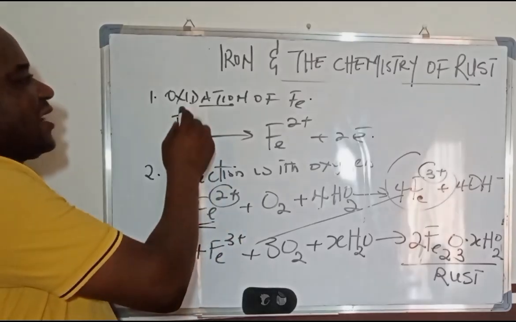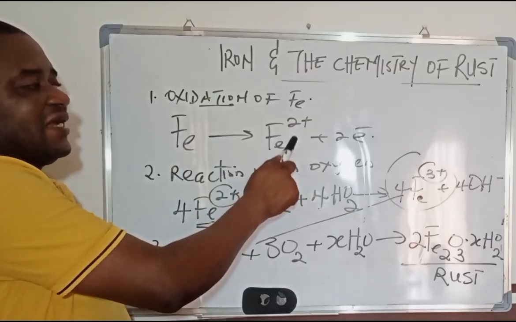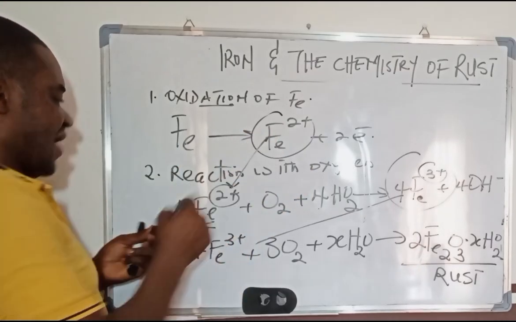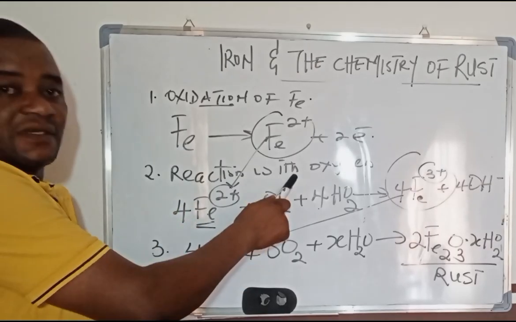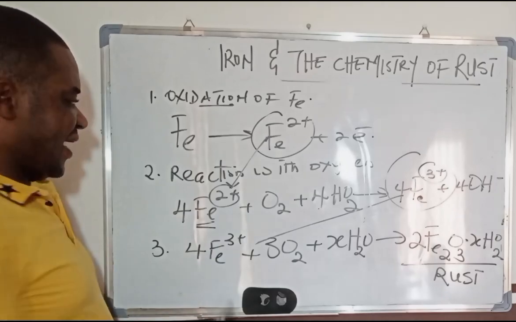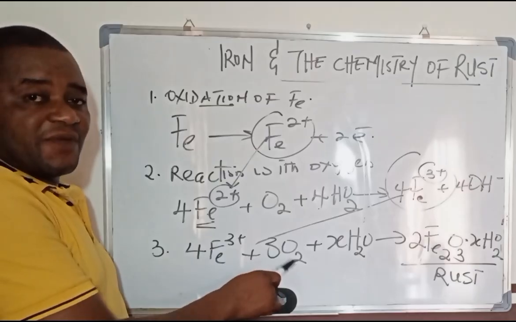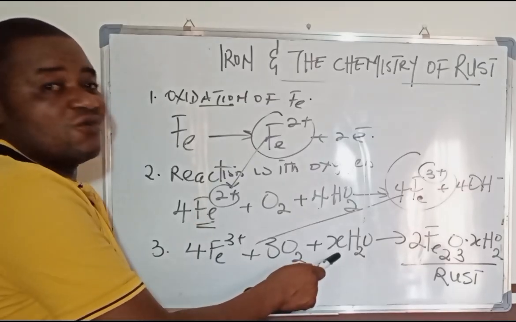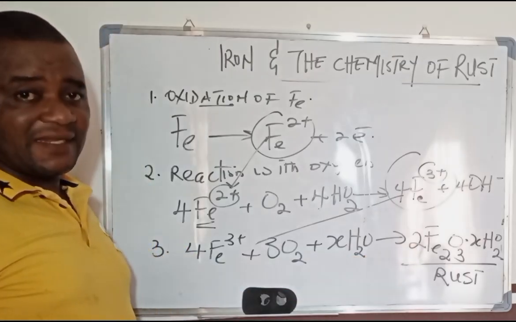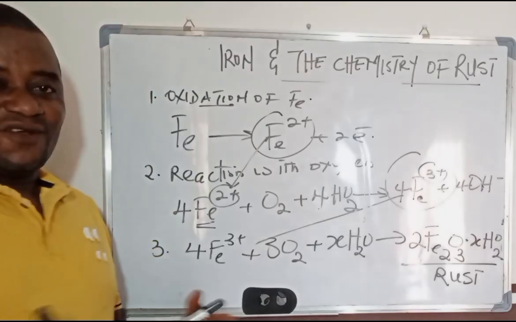So the first is the oxidation reaction, which is the losing of electrons from iron, which we have as iron 2 now. And iron 2 will now do what? Iron 2 will now further react with oxygen, which is the second reaction, with a known amount of water or moisture. And this will give us iron 3. Iron 3 will now react with more of the oxygen, and then with an unknown amount of water to give us a hydrated form of iron 3 oxide. The hydrated iron 3 oxide is your rust. That is how rust comes about.